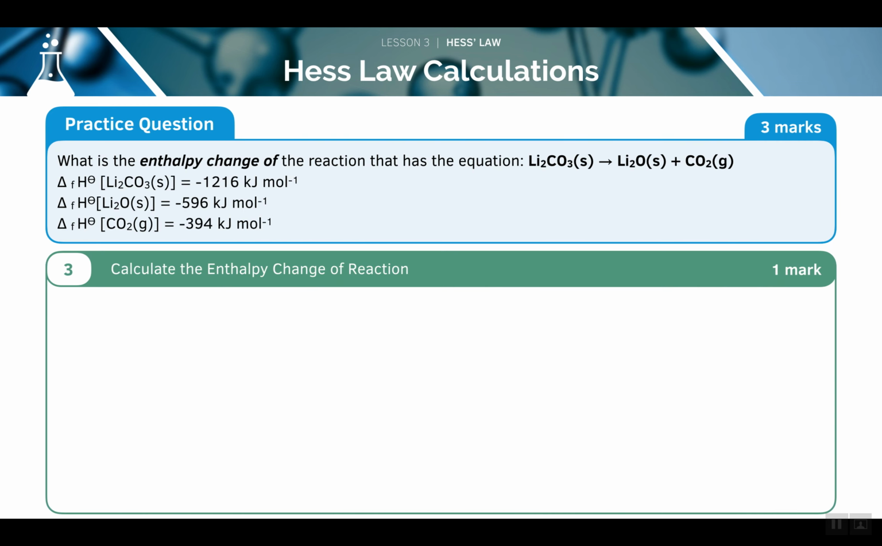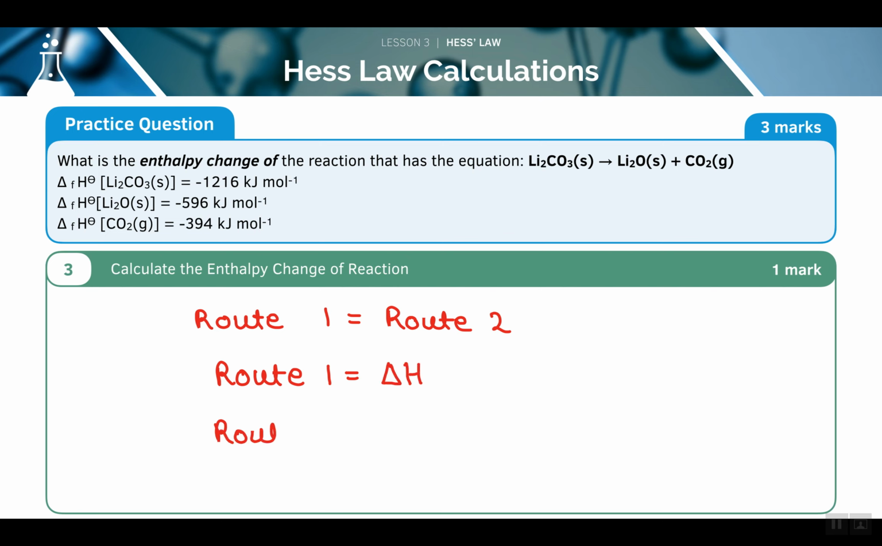Let's move on to step 3. Now we need to calculate the enthalpy change of the reaction. So we can do route 1 is equal to route 2. We don't know what route 1 is, so we'll leave that as delta H. Route 2, however, we can calculate. This is going to be the delta H of the reactants and the products.